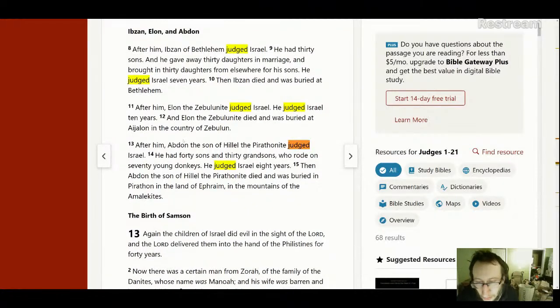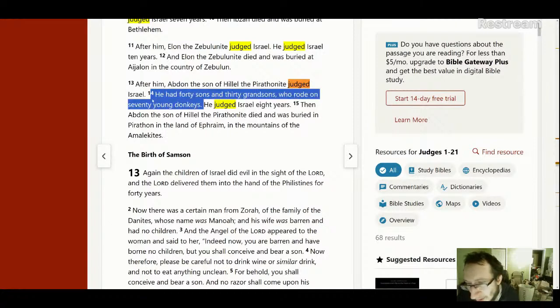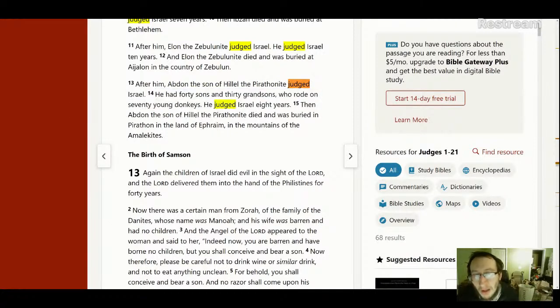Abdon, he had 40 sons and 30 grandsons who rode on 70 young donkeys. Why even tell us that? What's the point of telling us that? There must have been something else he did. So he had something significant about it. But why not tell us about it? Samson judged, okay. Oh yeah, and it skipped one too. Look at this, Shamgar.